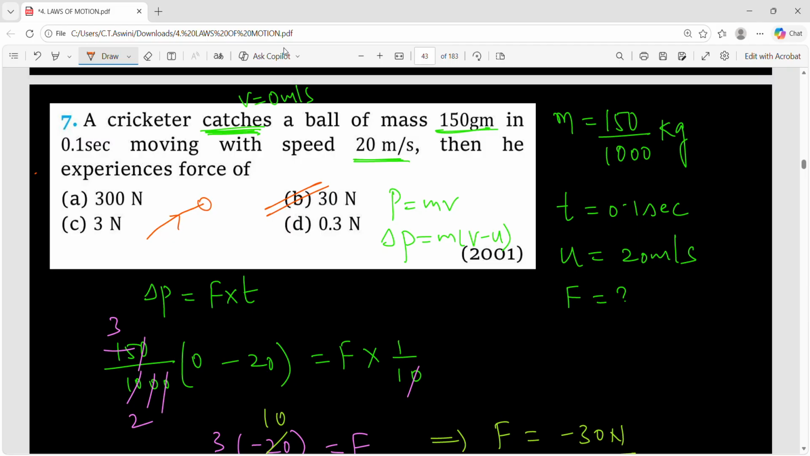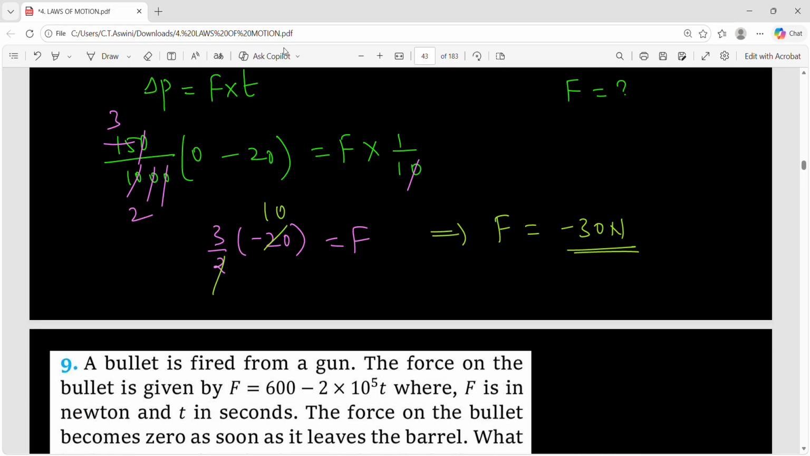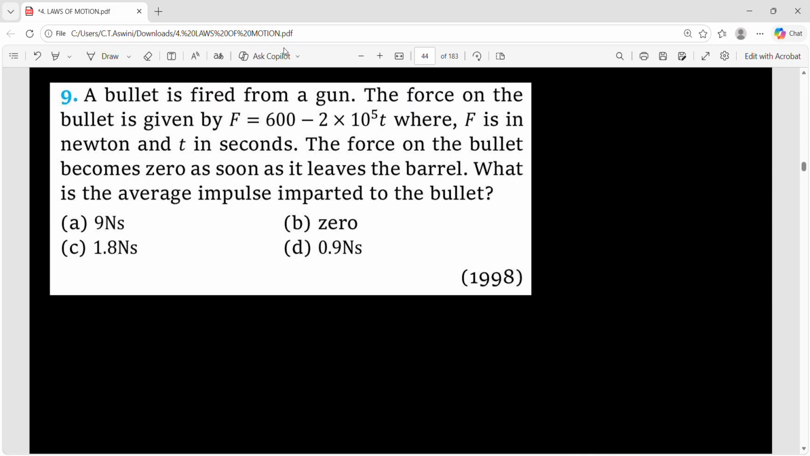Whenever you see minus, don't bother. It means the force applied by the cricketer is in the opposite direction. The ball was moving like this, but when the cricketer catches the ball, this is the direction of the force applied by the cricketer, right? Opposite direction. So the force is negative.